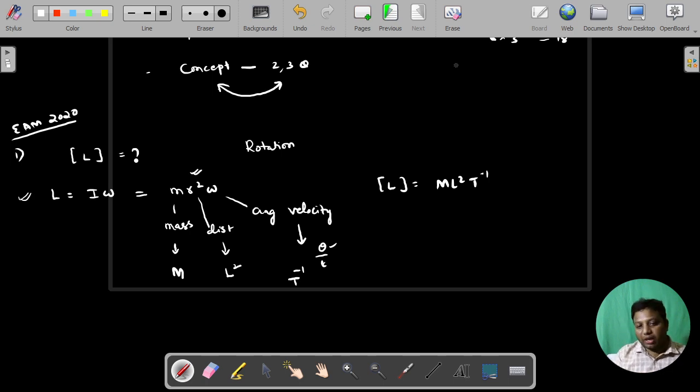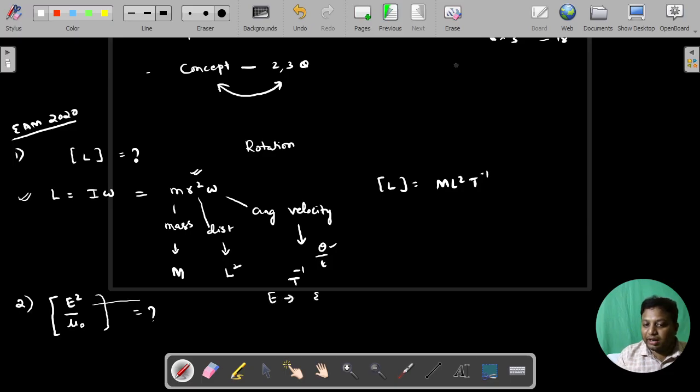Like that we have some more questions, so we'll be taking one more. We have to write the dimensional formula of E square by mu naught. They are saying in this problem that E means electric field, E means electric field intensity.